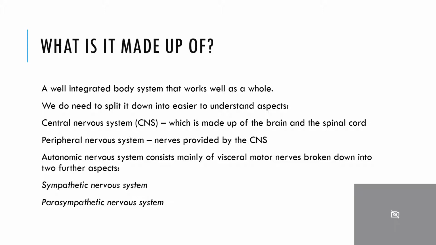Our autonomic nervous system consists mainly of visceral motor nerves, broken down into two further aspects: the sympathetic nervous system and the parasympathetic nervous system. And when we're talking about visceral motor nerves, we're talking about those that relate to the body. They supply things such as the cardiac muscle, the smooth muscle, and also glandular tissue, such as that of the liver and pancreas.